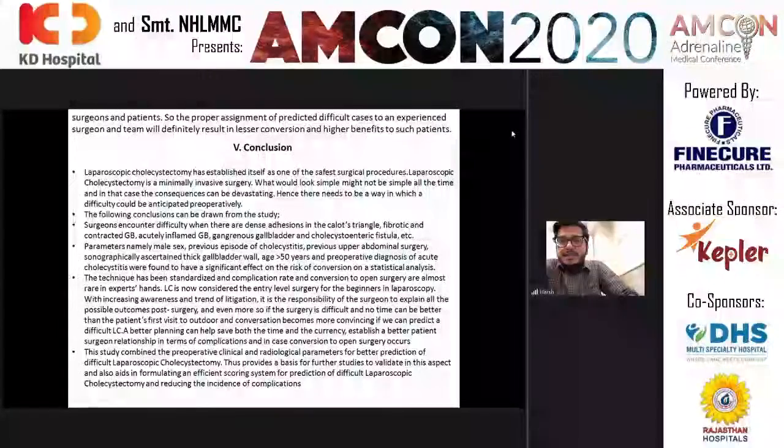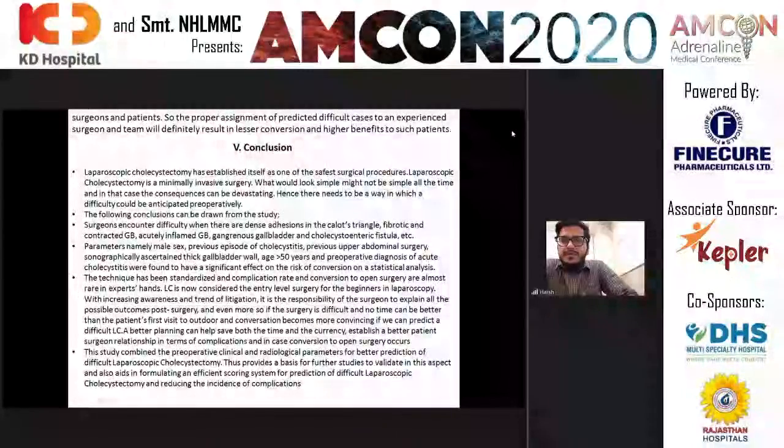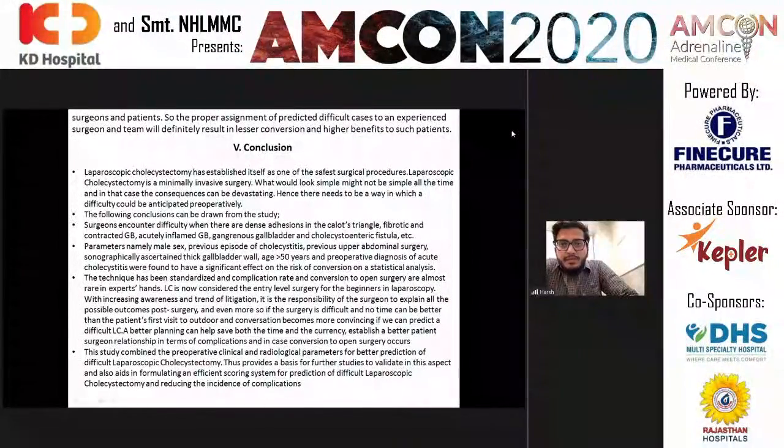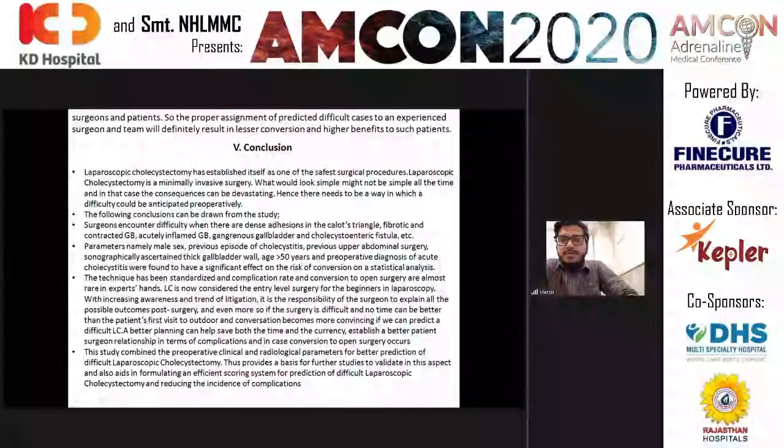The technique has been standardized, and complication rate and conversion to open surgery are almost rare in expert hands. LC is now considered the entry-level surgery for beginners in laparoscopy. With increasing awareness and trend of litigation, it is the responsibility of the surgeon to explain all the possible outcomes post-surgery, even more so if the surgery is difficult. No time can be better than the patient's first visit to the outpatient department, and conversion becomes more convincing if we predict a difficult LC. Better planning can save both time and money, and establish a better patient-surgeon relationship in terms of complications or in case of conversion to open surgery.